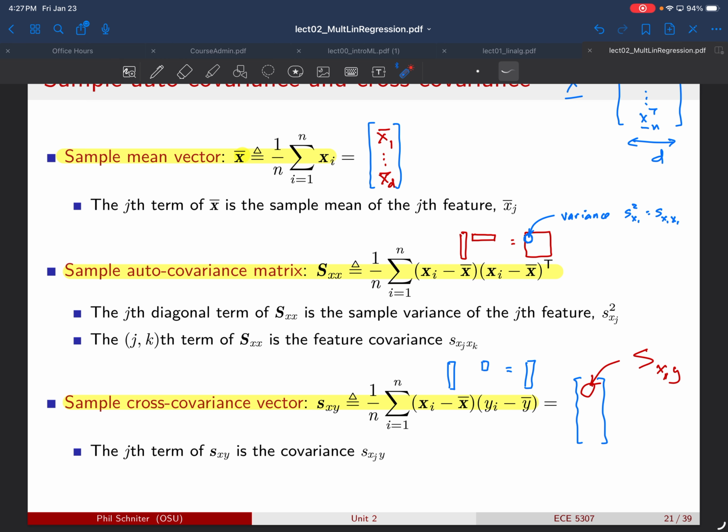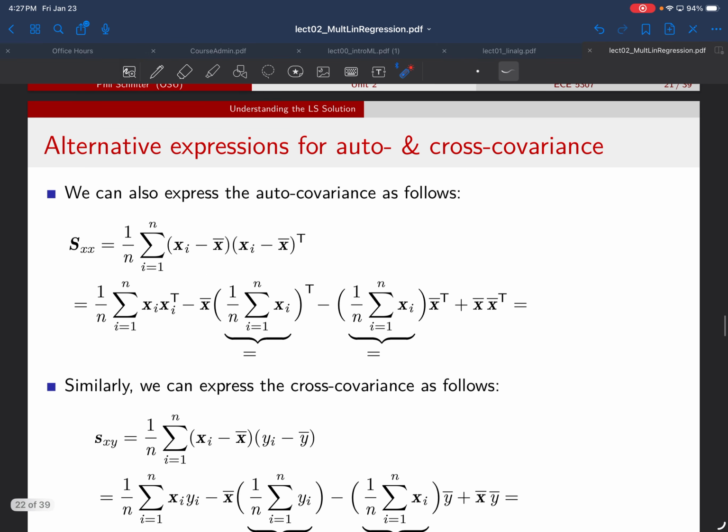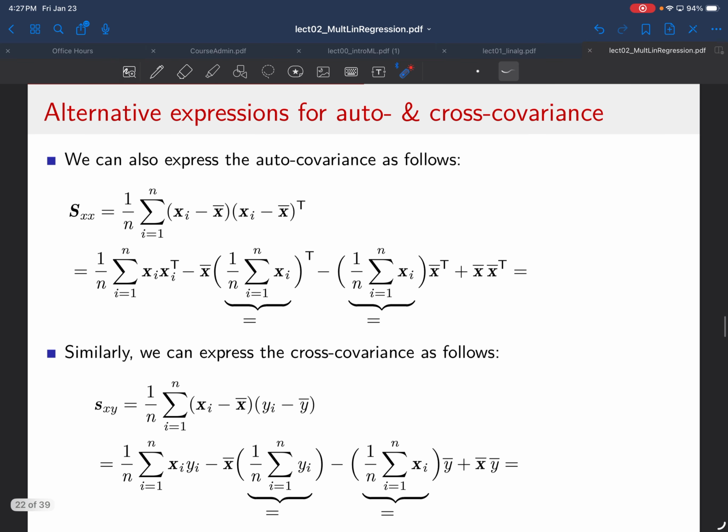Are there any questions on what we've done here? Okay, excellent. Let's move on. There's another way of writing the autocovariance and cross covariance that is very useful. It shows up a lot in derivations. And so let me just show that to you here.